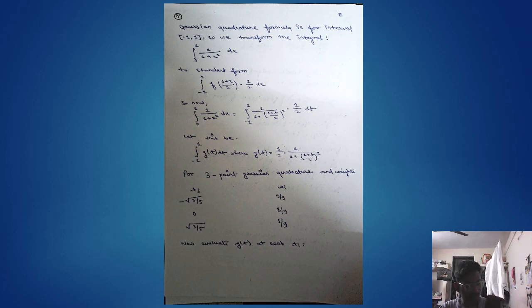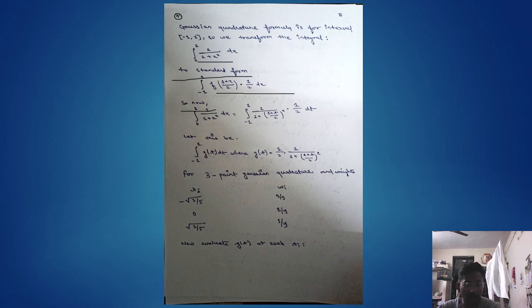Our last question is to find the value of the integral from 0 to 1 of 1 by 1 plus x square dx using the 3-point Gaussian quadrature formula. The Gaussian quadrature formula is for the interval from -1 to 1, so we have to transform the interval 0 to 1 to the standard form.